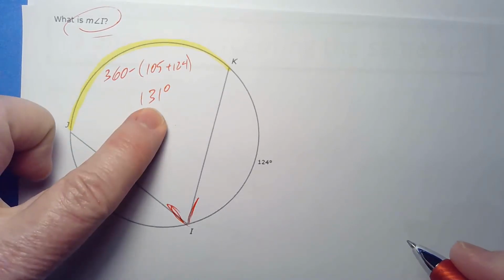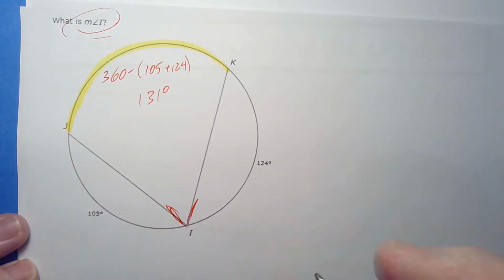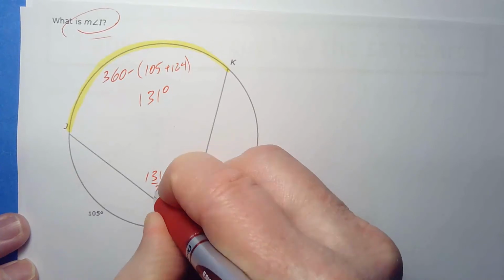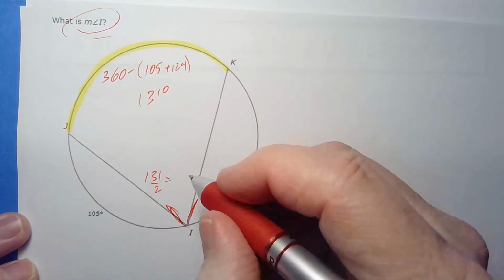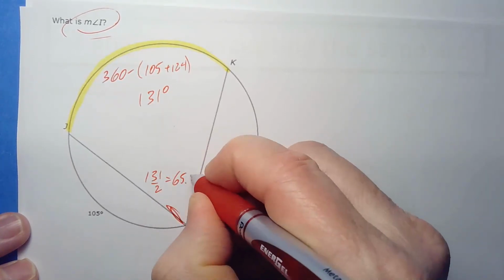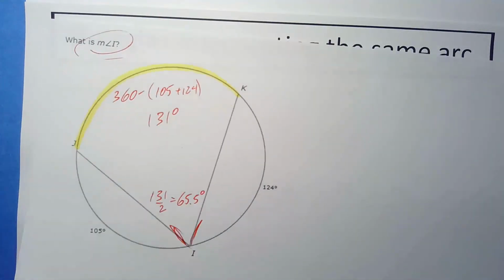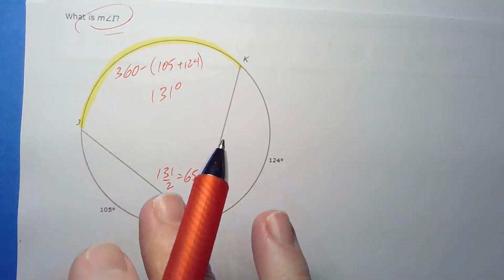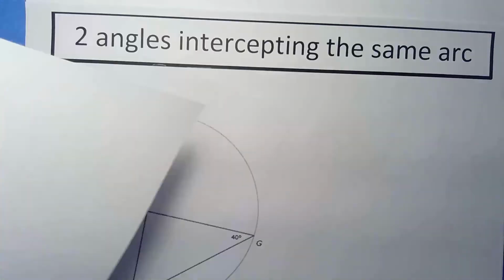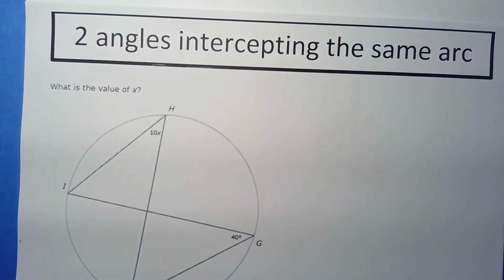Well, if that's 131 degrees, this is half of 131 degrees, right? This is 131 over 2, which is just 65.5, right? So that's another quick one. Again, a lot of this stuff, you just look around, see what you can kind of play around with. Use all the different relationships we've had.